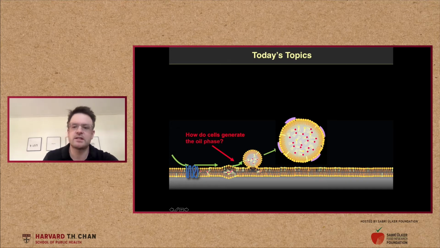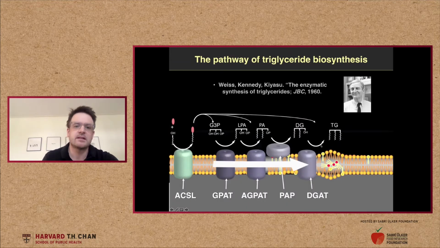Concerning the first step, we've known for many years, starting from the pioneering work of Eugene Kennedy here at Harvard, that there's an enzymatic pathway that generates triacylglycerol. This pathway starts with the activation of fatty acids, and then the sequential esterification of those activated fatty acids onto glycerol 3-phosphate, yielding eventually diacylglycerol, which is a polar lipid, and then finally triacylglycerol, which is a highly hydrophobic molecule.